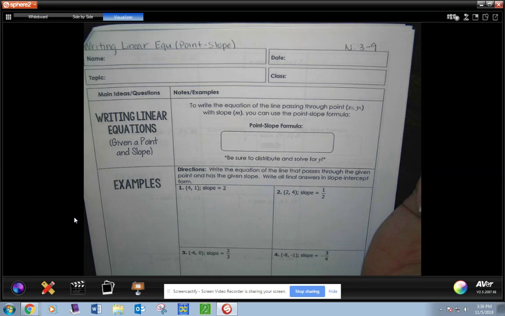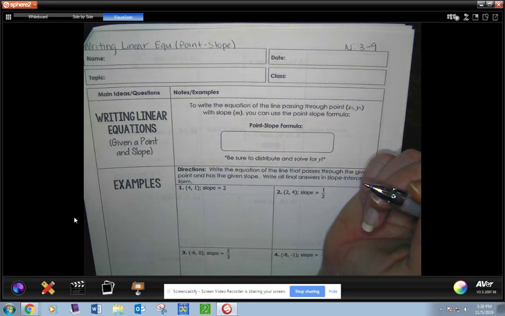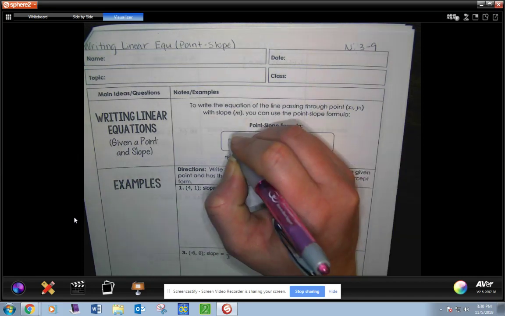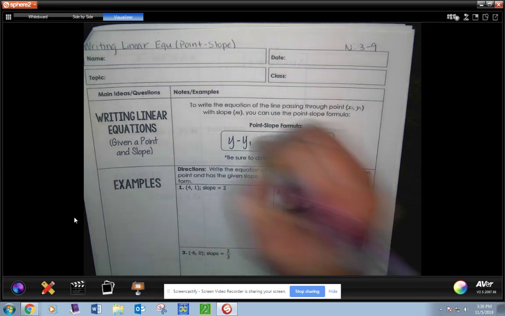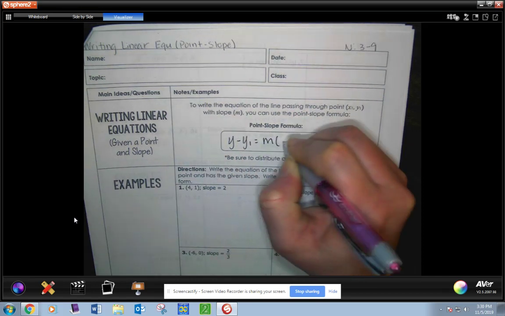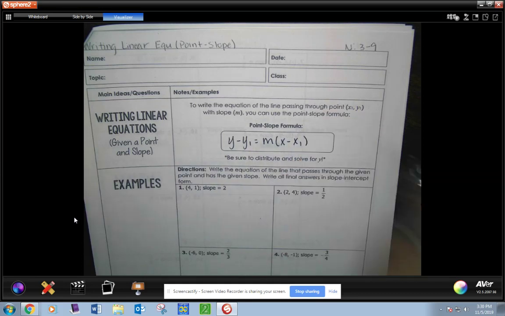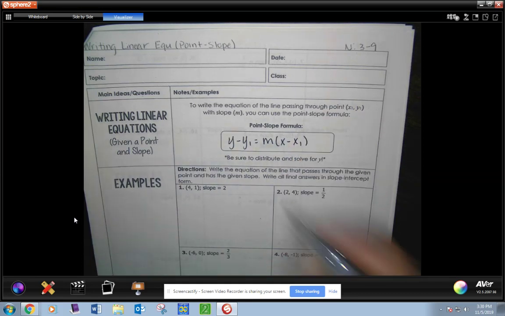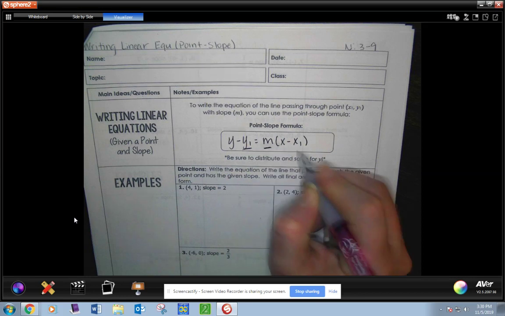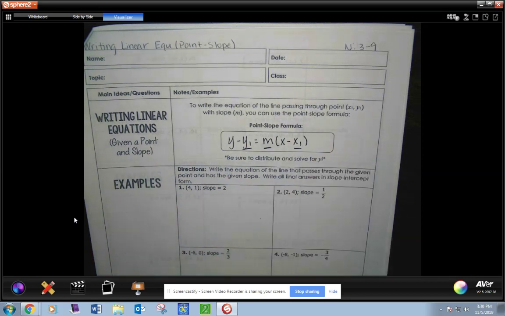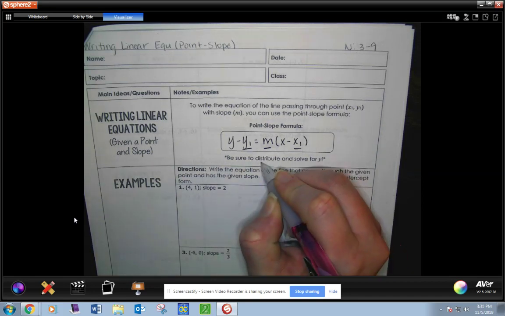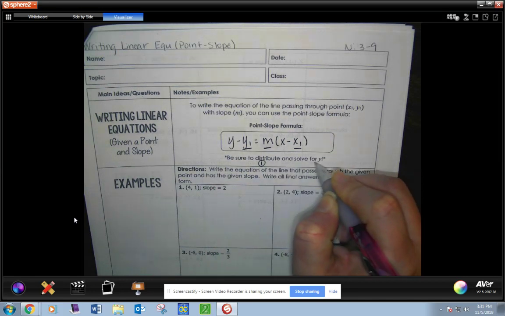To write the equation of a line passing through a point x1 and y1 and a slope, you can use the point slope formula. This is another formula that you need to know, but it is on the formula chart. It's y minus y1 equals m times x minus x1. I am going to underline y1, m, and x1. The reason I'm underlining those is that they are the three things you're going to plug in. Once you have them plugged in, all you're going to do is step 1, distribute, and step 2, solve.